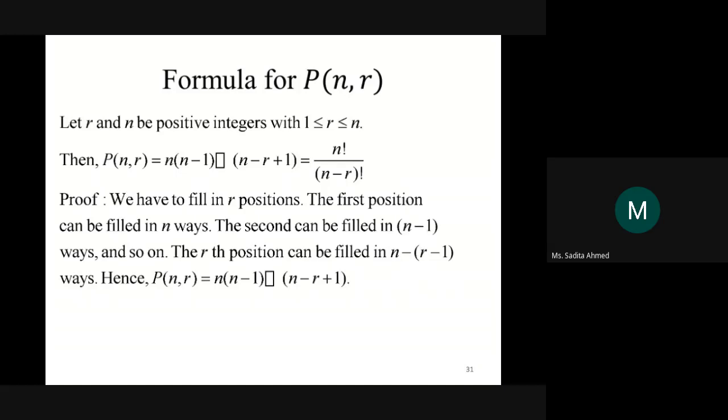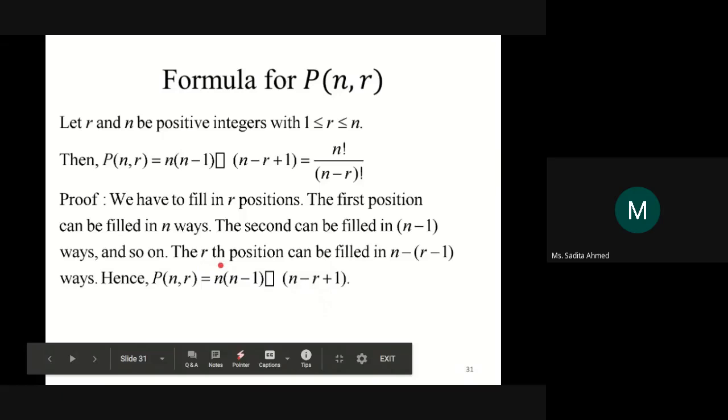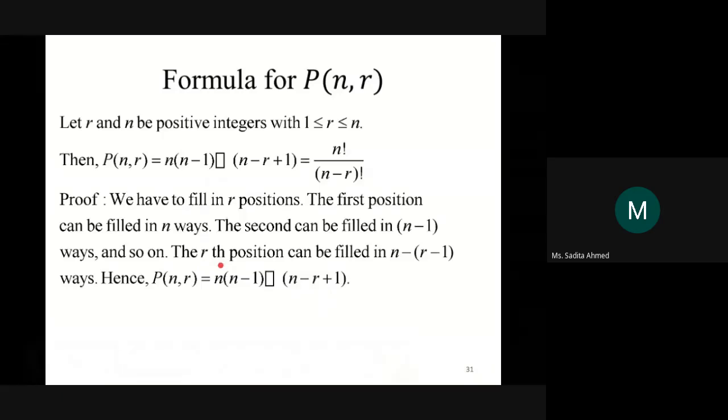To select that one, how many options do we have? By the time you get to the rth position, how many elements have you chosen so far, guys? When you're choosing the rth element, before the rth element, how many elements have you chosen? R minus 1, right? Does it make sense? Yes, ma'am. When we get to the rth position, we have already selected elements for R minus 1 positions.